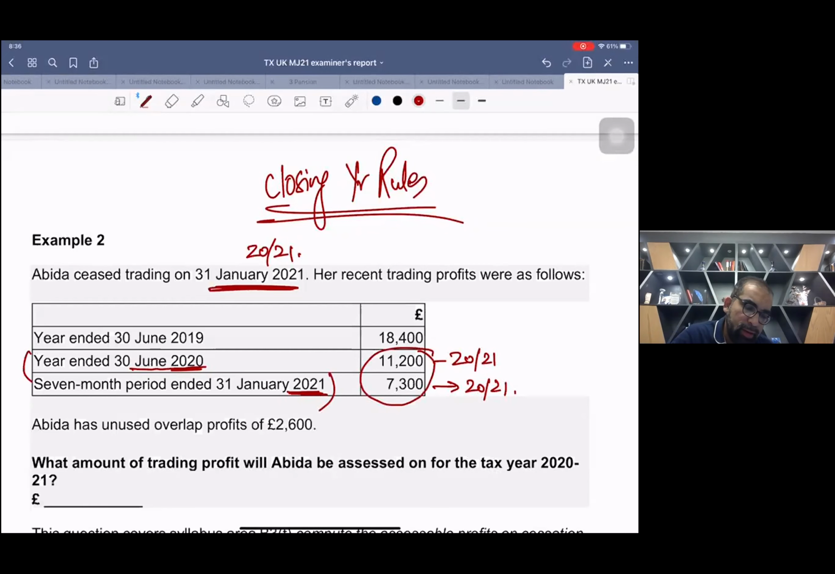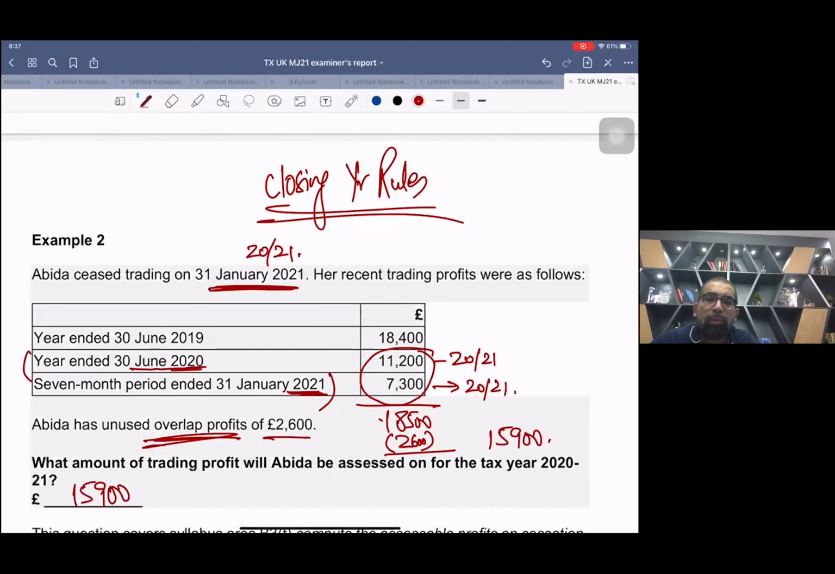So 11,200 plus 7,300 is, I think, 18,500. And as this is the last basis period, you need to deduct overlapping profit. So deduct 2,600. 18,500 less 2,600 is how much? 15,900. This is your answer. To be very honest, this is an exam question, and this question was not difficult. Yes, the previous one was a little bit non-routine, but this is something easy.